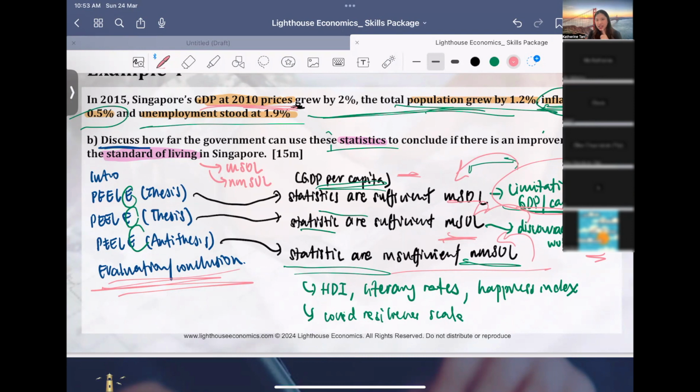Because the question asks whether it can conclude, you can say that it's good in helping, but you cannot conclude the improvement of standard of living. Why? Because you need a variety of indicators to help tell you things about material and non-material standard of living. Then maybe you can say that at the end of the day, standard of living cannot be fully covered or measured by all indicators, something like that. So that's how you do the evaluation.